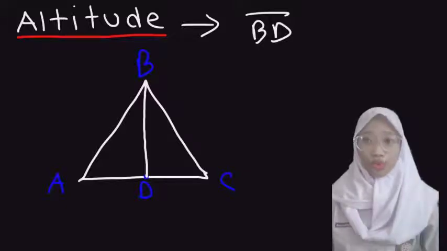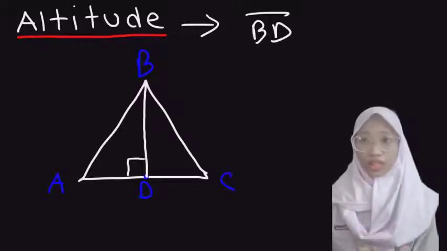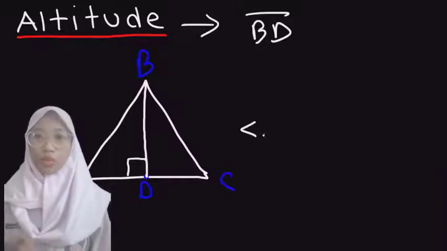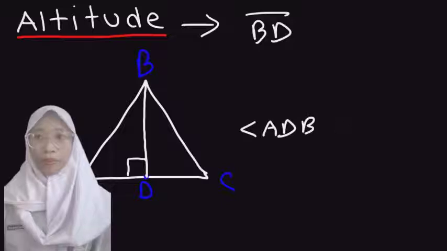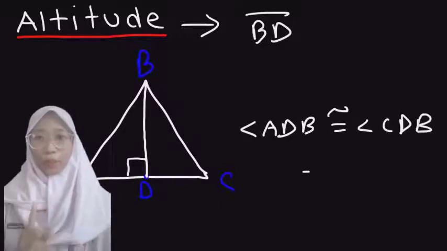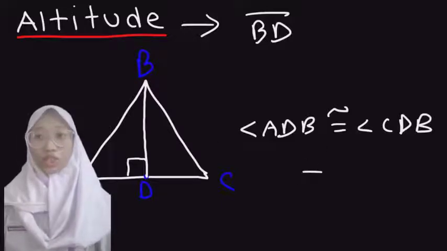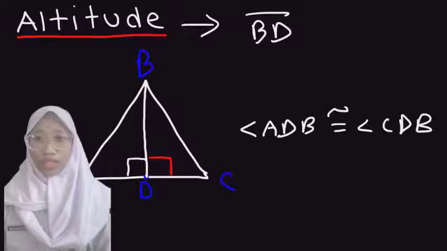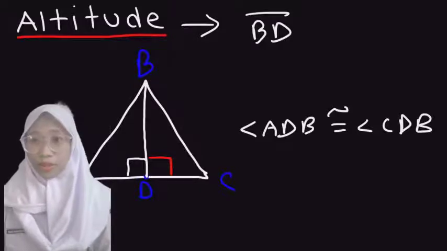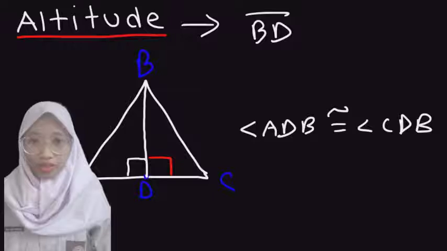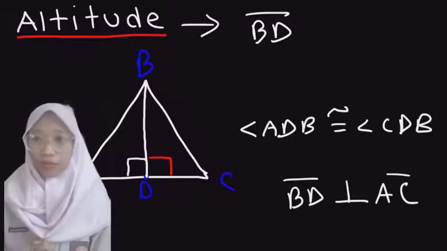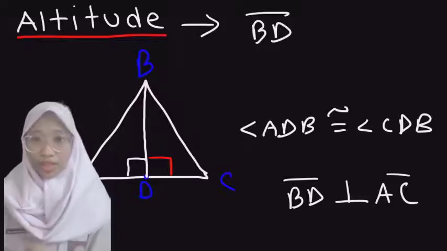The altitude forms a right angle with, in this case, segment AC. So, angle ADB, which is congruent to angle CDB, both angles are equal to 90 degrees. So, the altitude forms right angles inside the triangle, and that's what you need to know. Now, we can also say that segment BD is perpendicular to segment AC, because perpendicular lines and perpendicular segments intersect at right angles. So, if you have an altitude, you can also make that statement.